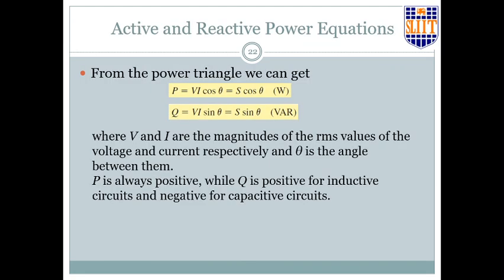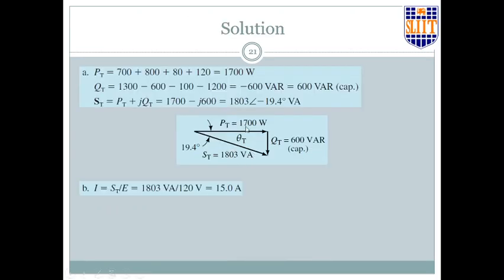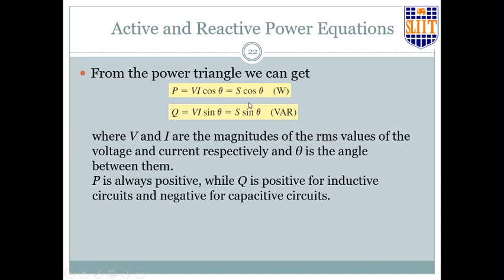That is the important point here. Now from the power triangle, P is equal to S cos theta, and Q is equal to S sin theta. That's a simple trigonometric relationship. And S is VI, where V is the RMS voltage and I is the RMS current at the input. So P is equal to VI cos theta, and Q is equal to VI sin theta. These are the two equations that we need to know in terms of the power relationships.